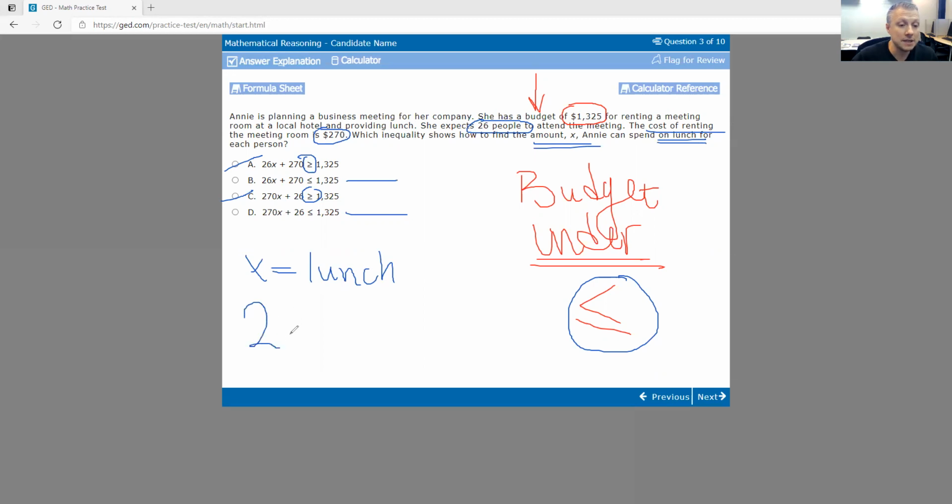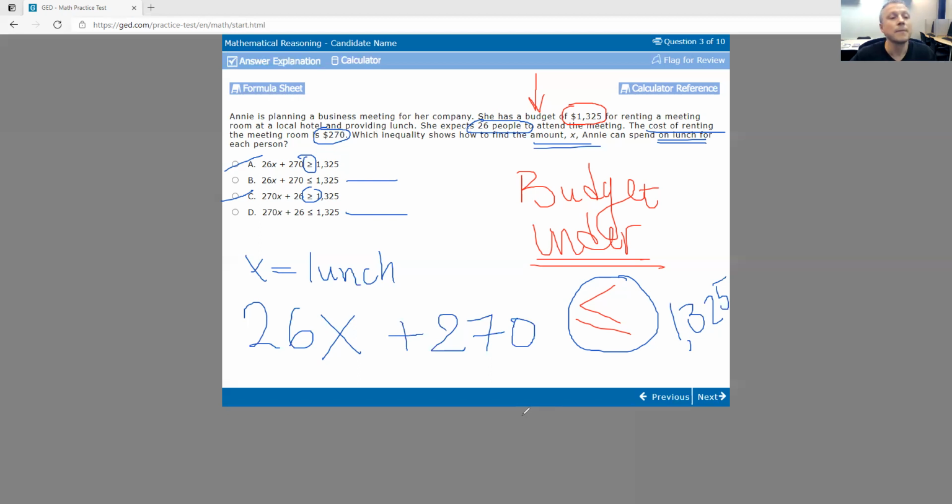So we have 26 people. We're going to multiply that by the amount of money that was spent on lunch. And then we're going to add this to the $270, which is the fee for the room. That one will not change. It's not attached to X. It has nothing to do with how many people are there, nor with how much money they spend on lunch. The meeting room is $270, empty or not, it's $270. And then you want to make sure now you stay under $1,325.